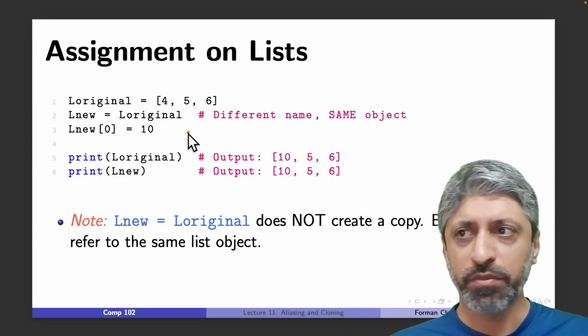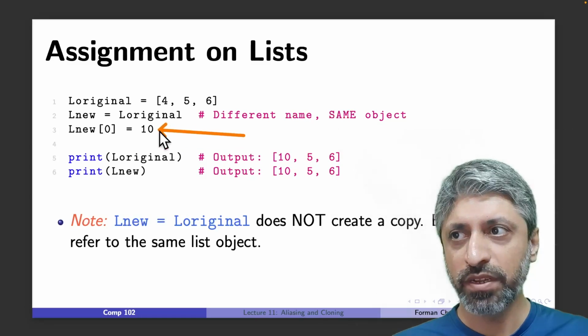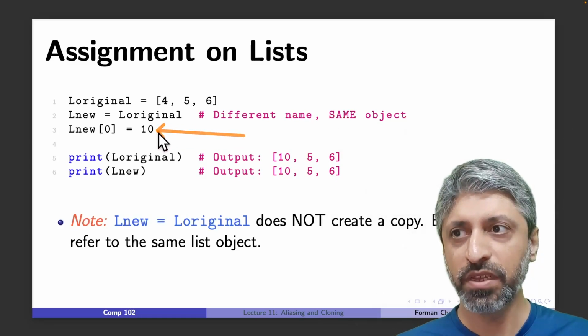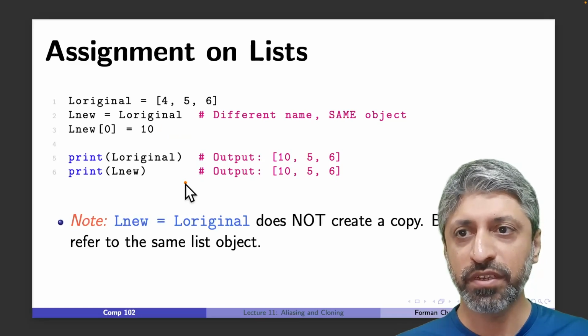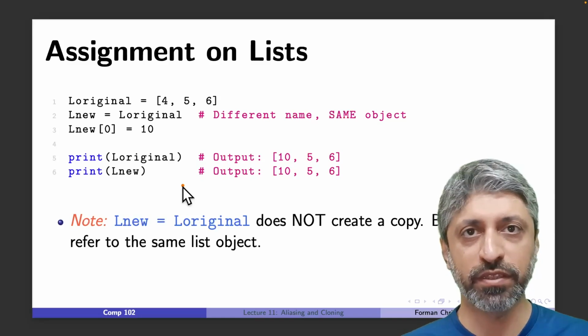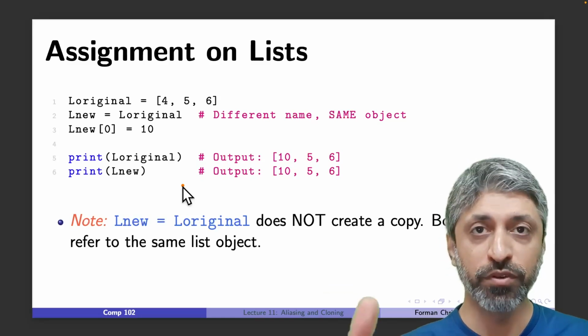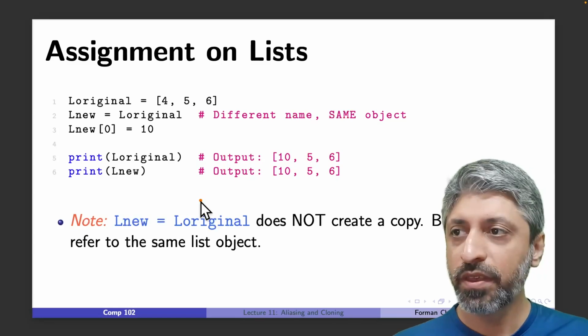अब फिर इशू यहाँ पे कहाँ पे होता है? Because now if you change one list, L new for example, the other one is going to change because both of these are pointing to the same list. Or if you don't believe, you can just write this code and check this out in Python tutor. Pause this video and do it and then come back.